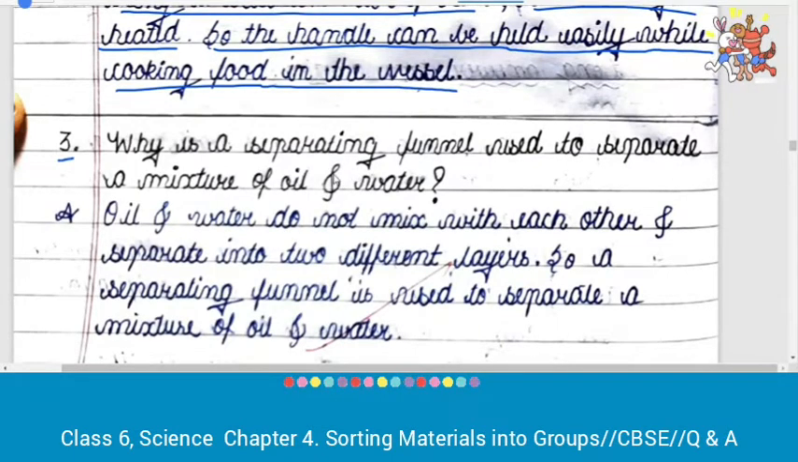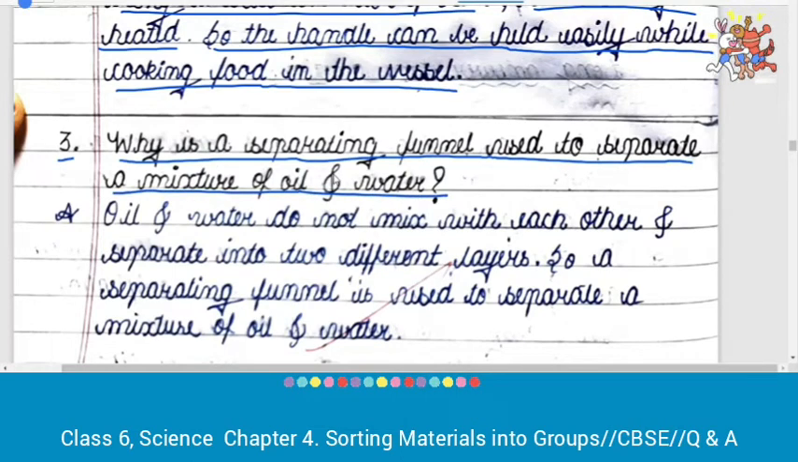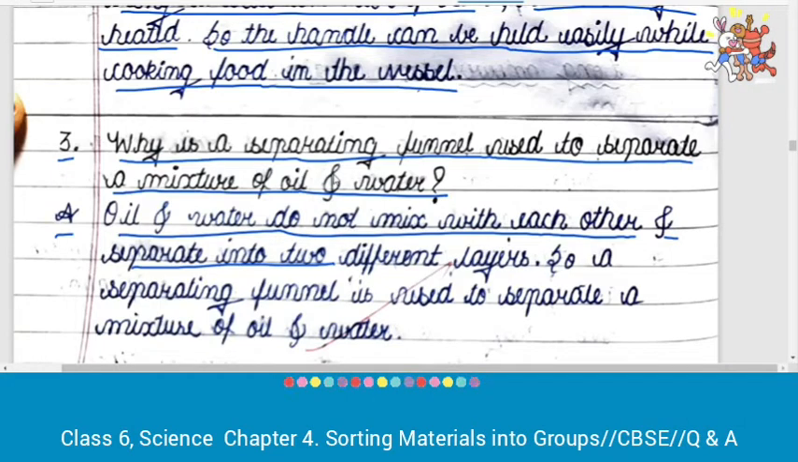Third one: why is a separating funnel used to separate a mixture of oil and water? Answer. Oil and water do not mix with each other and separate into two different layers. So a separating funnel is used to separate a mixture of oil and water.